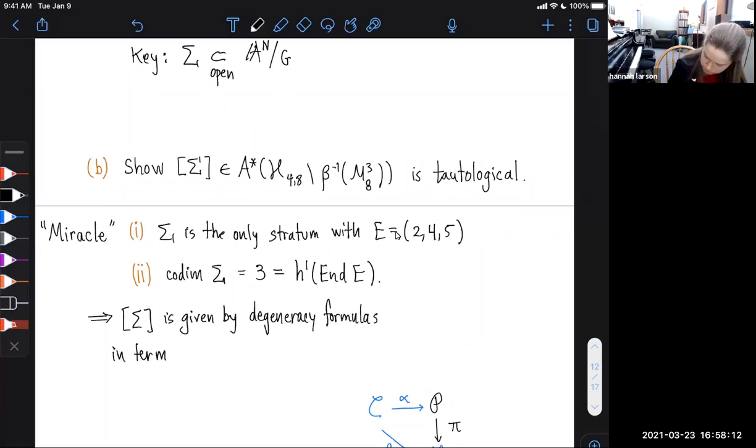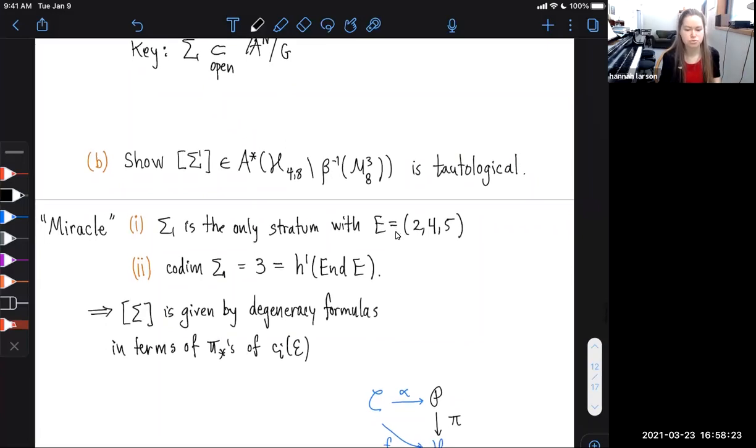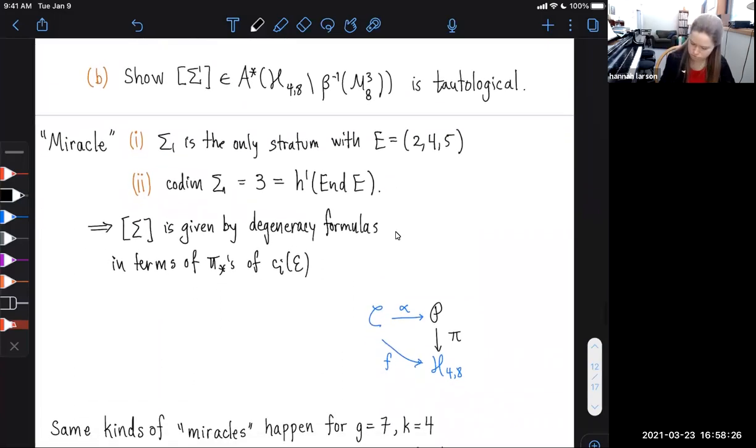And these will come to us in terms of pi push forwards of polynomials in the Chern classes of the universal E. So here, script E is built over this universal diagram as alpha push forward of O_C mod O_P, dual. And it's not hard to see that such push forwards are tautological.